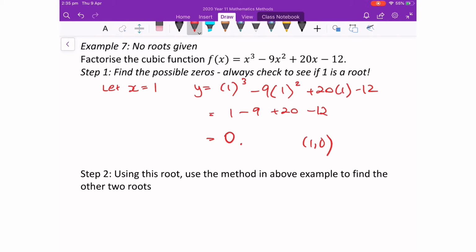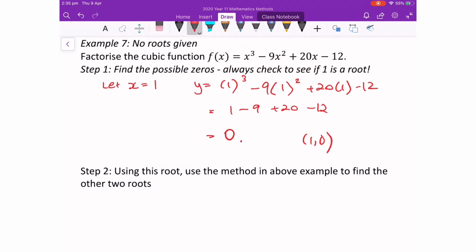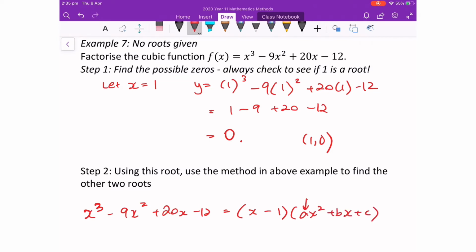Okay, so we're going to use a method that we've used in the previous videos to find out the other two roots. So we're going to make them equal to each other, the expanded and the factorized form. I'm just rewriting this here. It's equal to, now x take 1 is one of my roots, so the root goes in that spot there. I'm going to put in ax squared plus bx plus c. Now this a is going to equal 1. I know that because the coefficient of x cubed is 1, so I'm going to get rid of a.